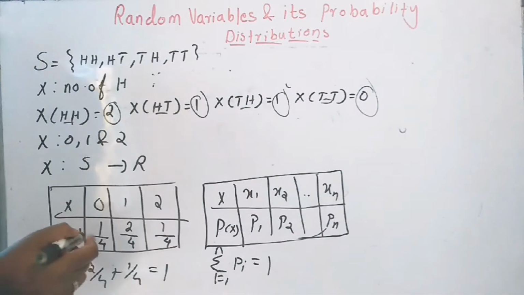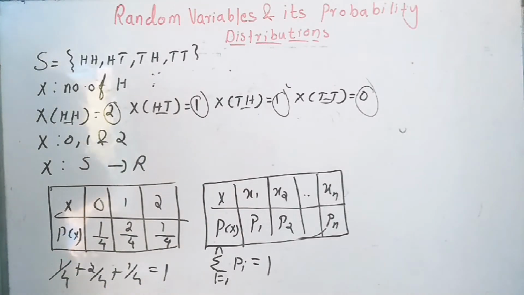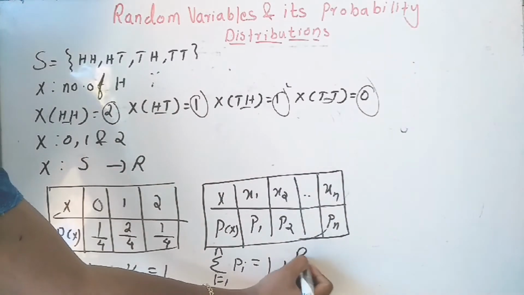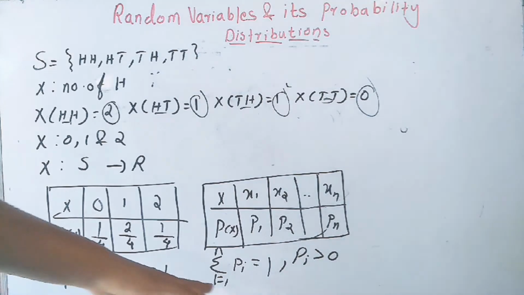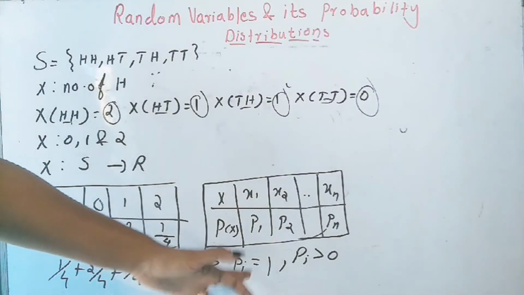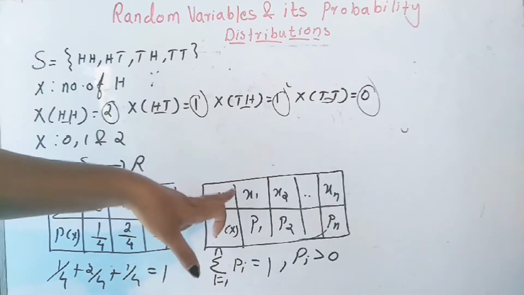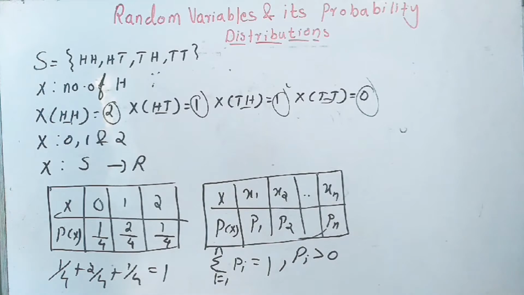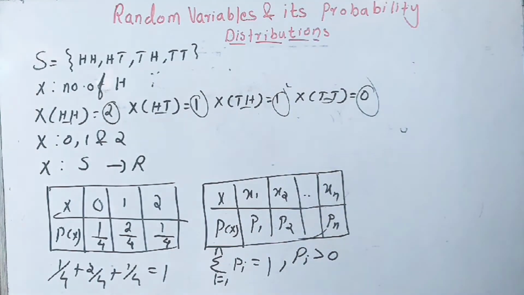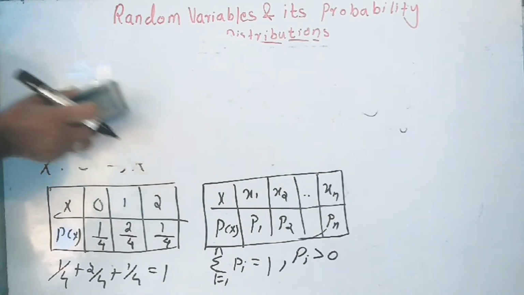And the second condition: look at the first table, all those probabilities are greater than 0. So the second condition is all pi's should be greater than 0. If a distribution satisfies these two conditions, then we will call it a probability distribution. And if you want to check whether the given distribution is a probability distribution, you should check these two conditions.